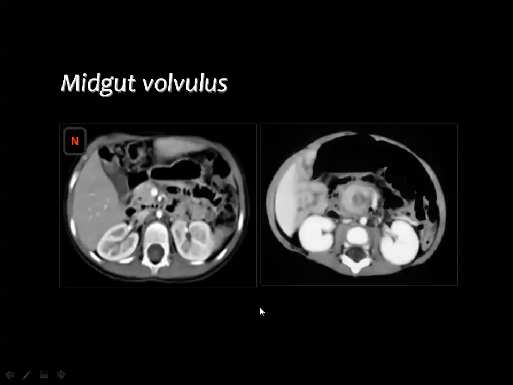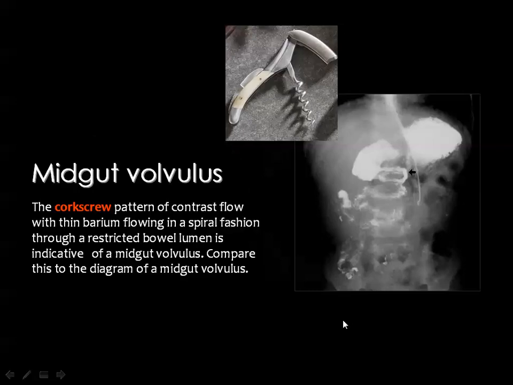You can see it here. This is the normal appearance between the superior mesenteric artery and vein. This is the pancreatic head. This is the common bile duct. And in case of volvulus, you see whorly appearance at the root of the mesentery. You cannot even identify the superior mesenteric artery or the vein, and also you get intestinal obstructive changes.